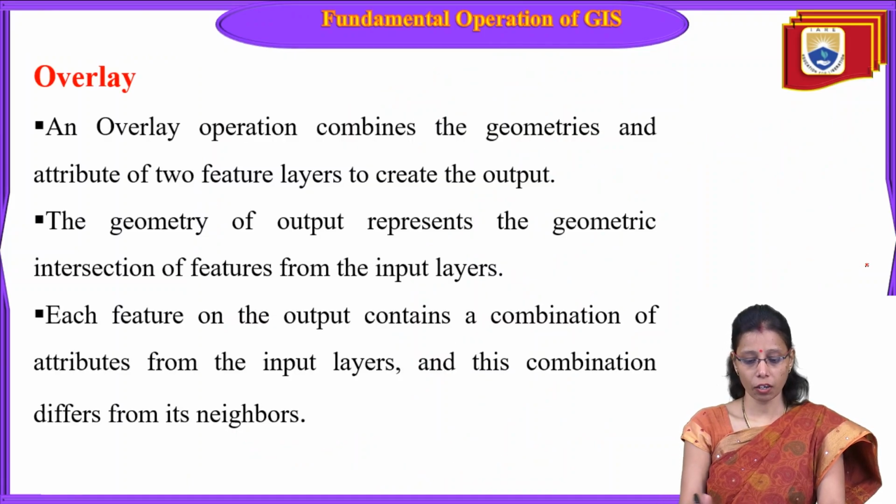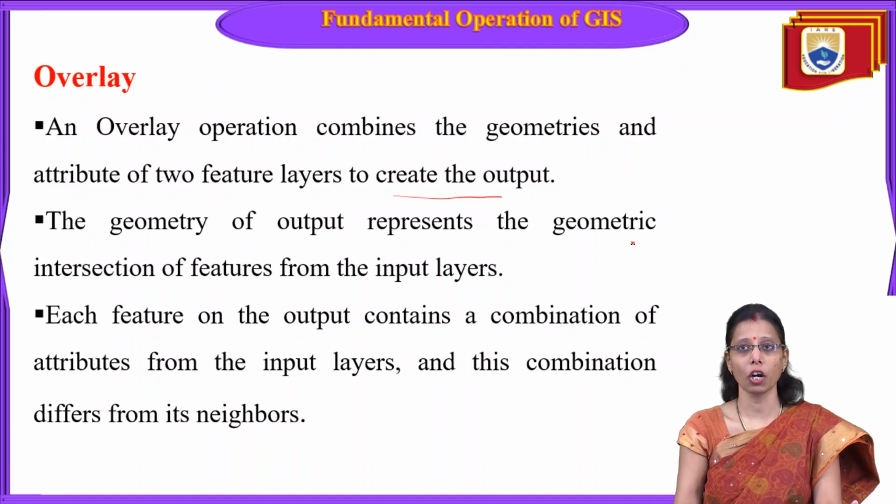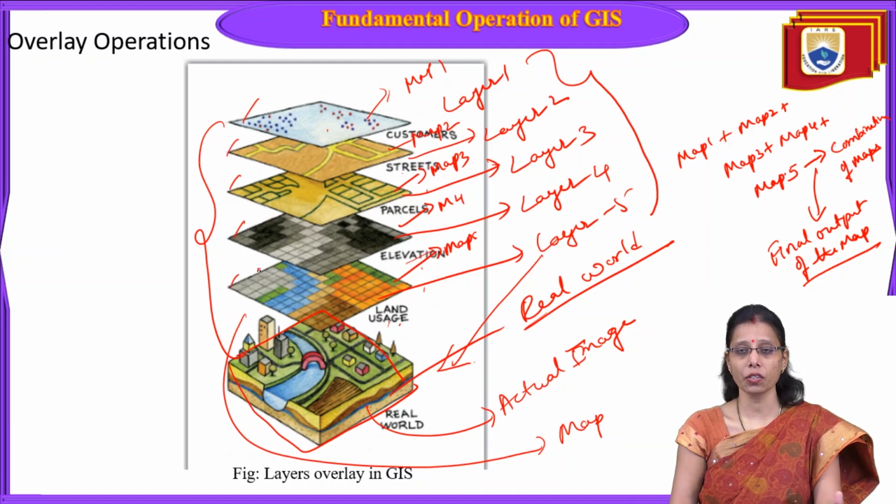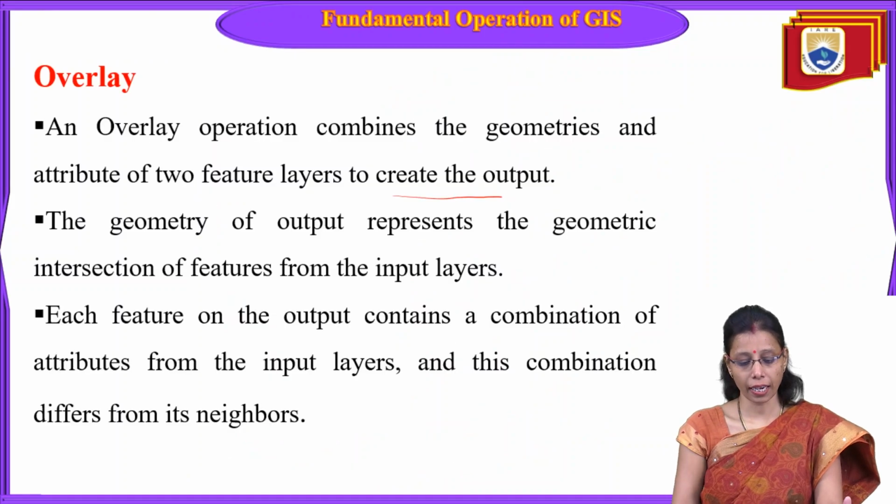Okay. Now, the overlay operation combines the geometries and attributes of two feature layers to create the output. So what it does is combine the geometry and the attributes. This one has a different geometry, this one has a different geometry, all are having different geometry. So it combines all the geometry together. It combines the attributes of the feature layers to create the output. So the geometry of the output represents the geometric intersection of features from the input layers. So each feature on the output contains the combination of attributes from the input layers, and this combination differs from its neighbor.